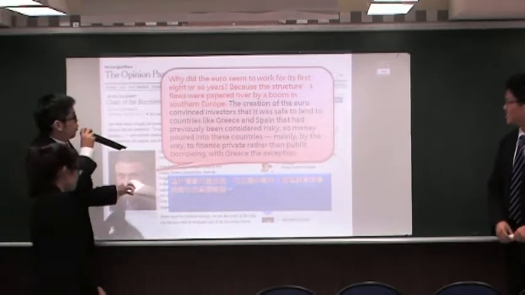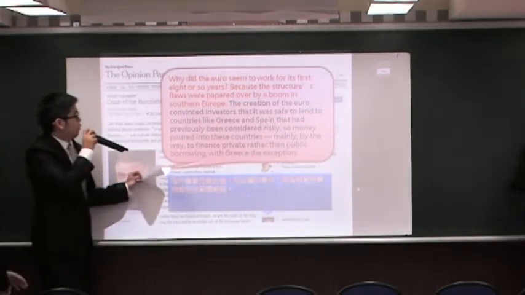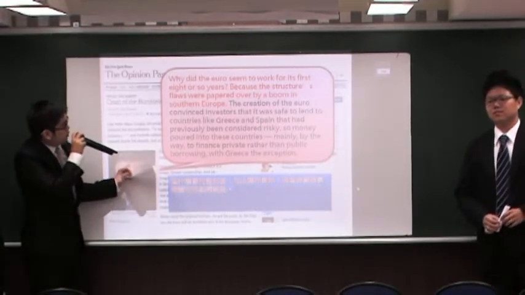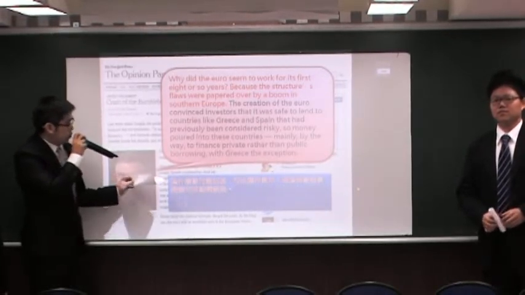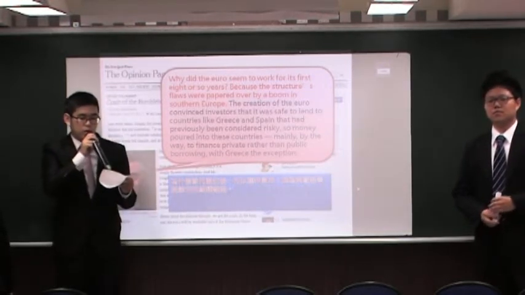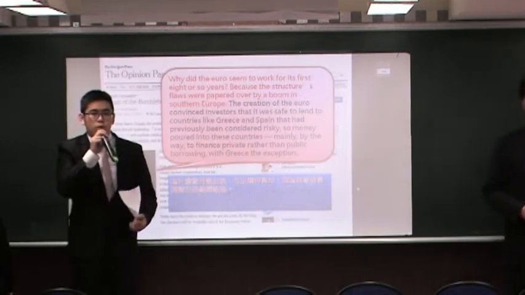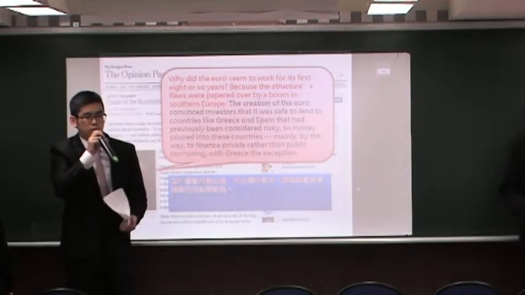Why did the euro seem to work for the first 8 or so years? Because the structural flows were papered over by a boom in Southern Europe. And the third question we have, what kind of flows did the Southern Europe cover? And with those questions we have, we try to figure it out, and we do find some information.